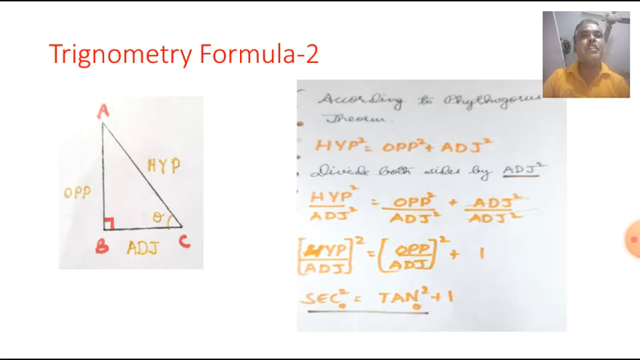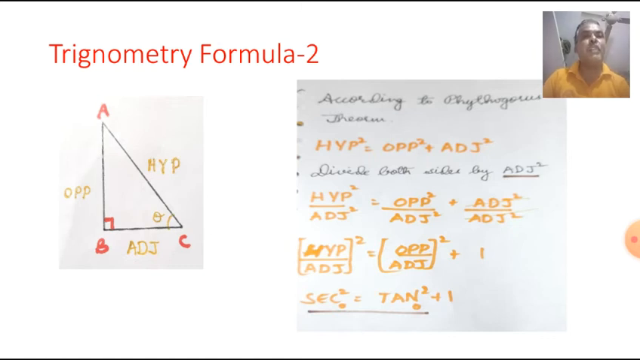At this stage, divide both the right hand side as well as the left hand side by adjacent square. If you do so, you get hypotenuse square divided by adjacent square, that is equal to opposite square divided by adjacent square plus adjacent square divided by adjacent square.